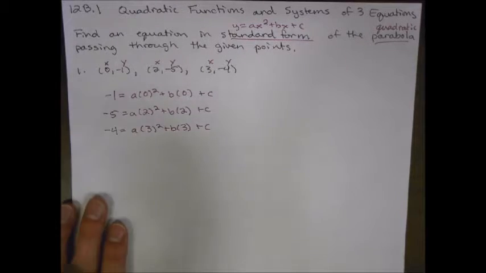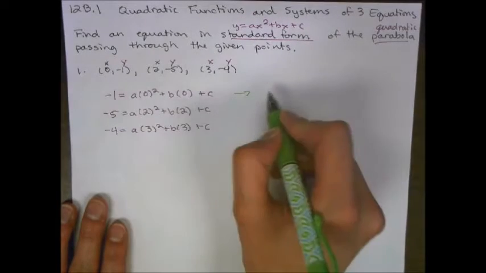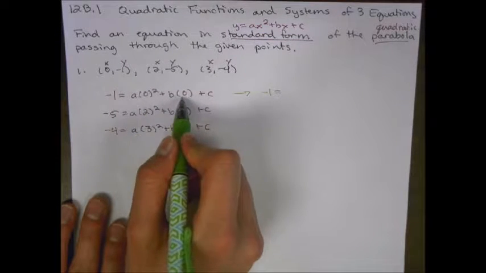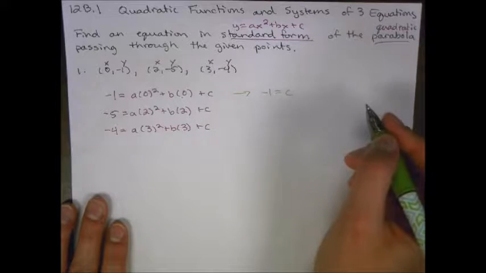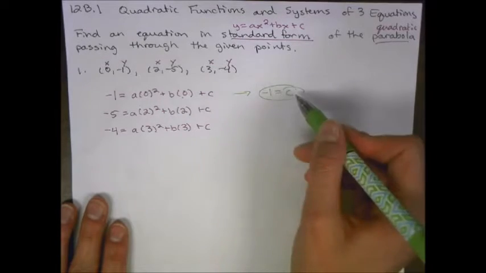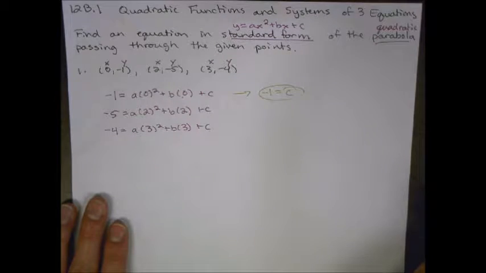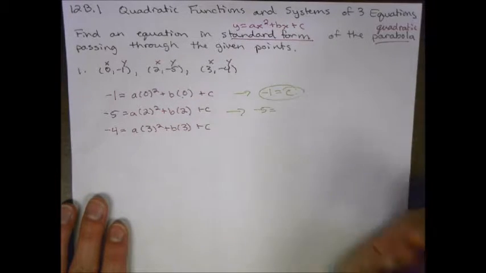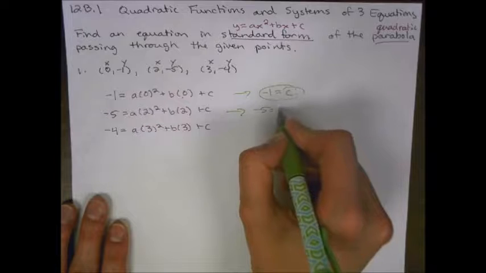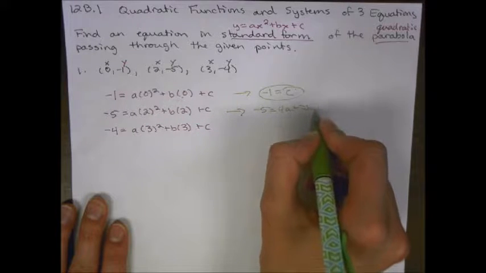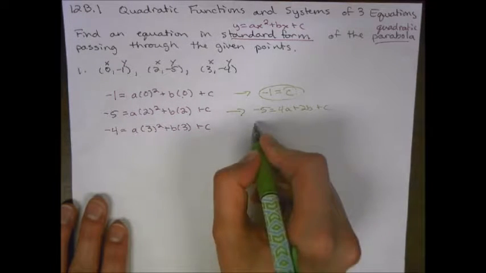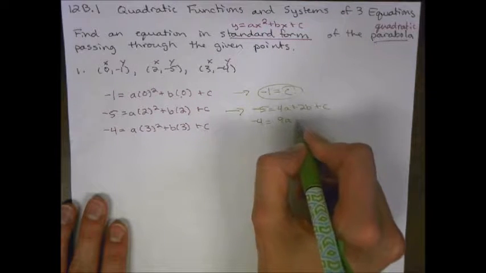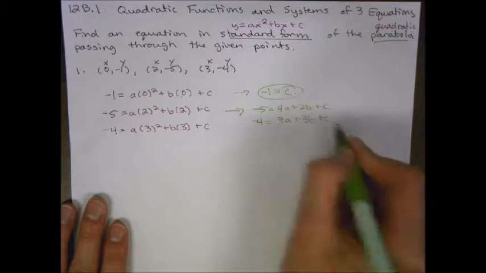We're now going to simplify them. This one gives me -1 equals, that goes to 0, that goes to 0 equals c. We already have one of our letters. That's very lucky. Not going to happen all the time. -5 equals 4a plus 2b plus c. -4 equals 9a plus 3b plus c.